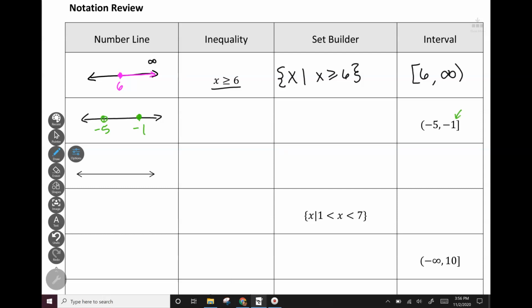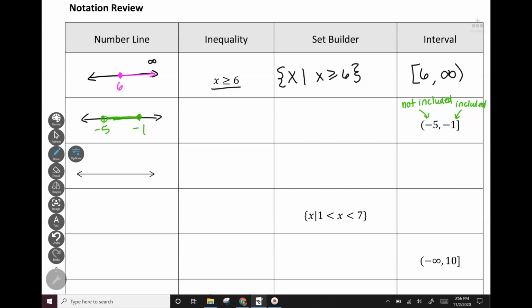So the -1 is included, and then the -5 is not included. Everything all the way up to -5 is included, but not the -5. And then obviously every number in between is also shaded.